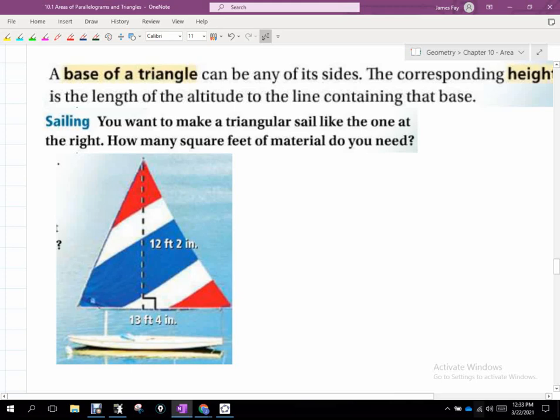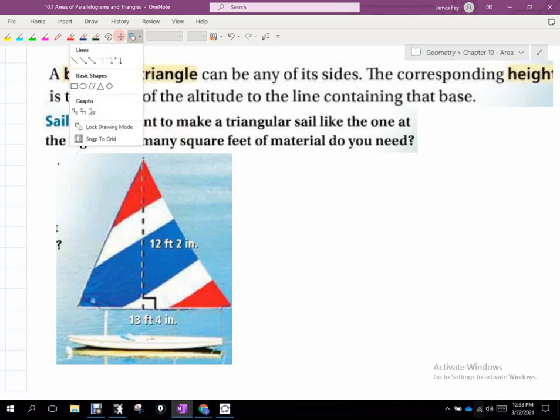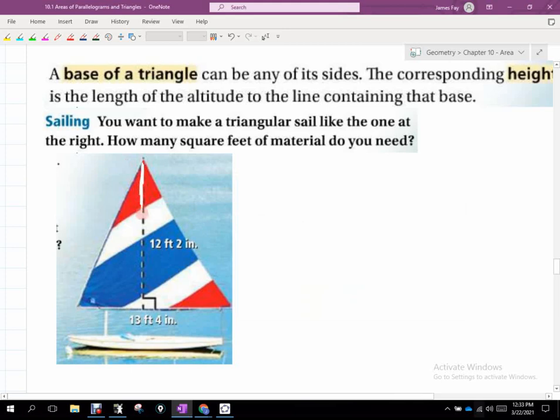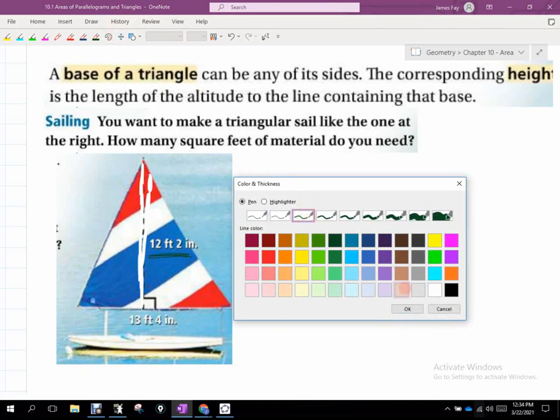Okay. Now this one does. Here it basically says you want to make a triangular sail like the one below. How many square feet of material do you need? This distance right here would be what component to my formula? It's this 12 foot 2 inches. That's my height, right? Okay.